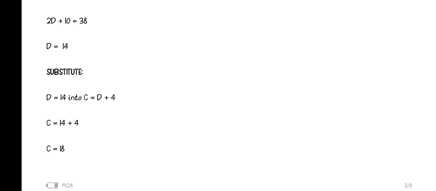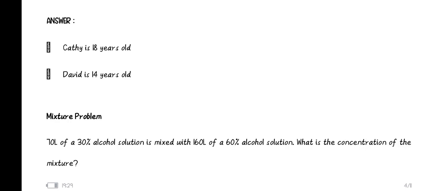So next, substitute D, which is 14, into C is equals to D plus 4. C is equals to D, we substitute D into 14. So C is equals to 14 plus 4, which we come up to an answer of C is equals to 18. So our answer is Kathy, which is the C, is 18 years old, while David is 14 years old. So that's our answer.